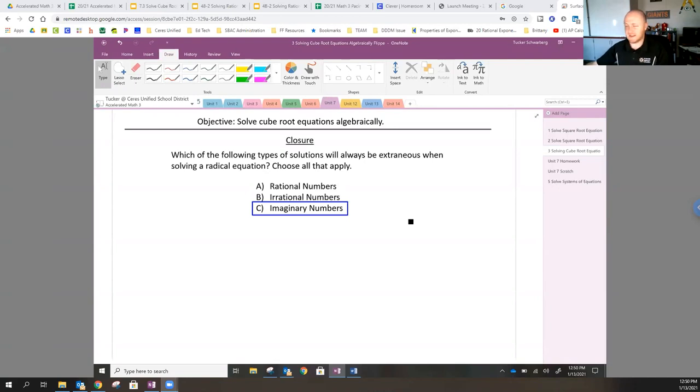All right. Hey, that's going to do it for this recording on solving cube roots of equations algebraically.